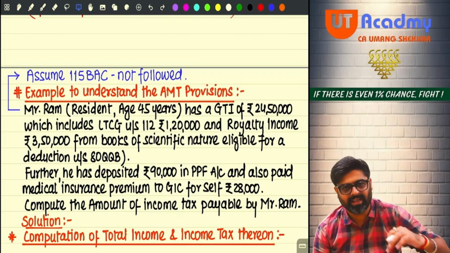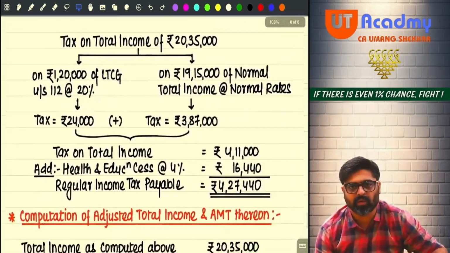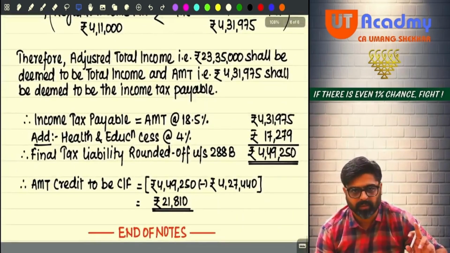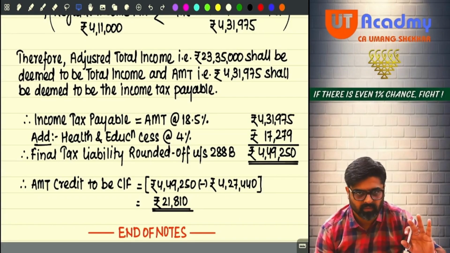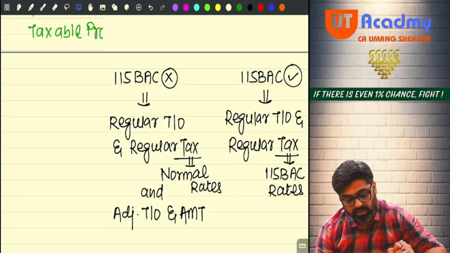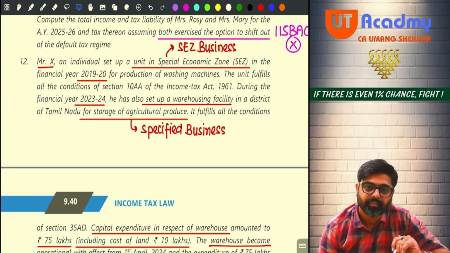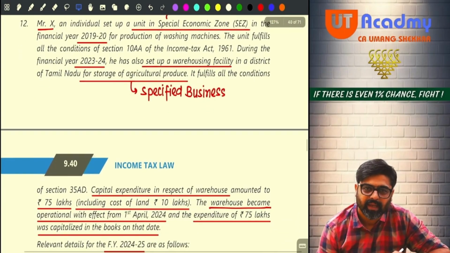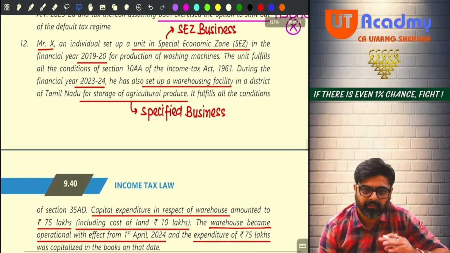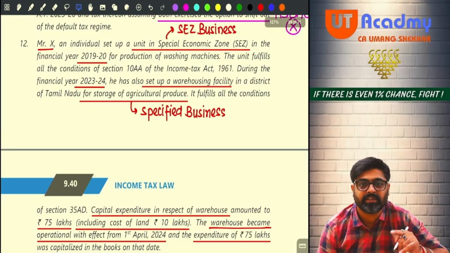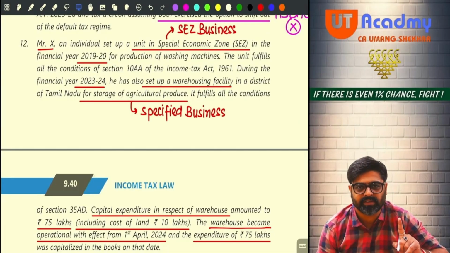So this was the only example which I have created for you all. Okay. So see this example properly. We have already solved this entire question. Now come to the question which we were solving. This question only we were doing and we left the question in between and we studied the entire AMT provisions. And now we are again on this question.